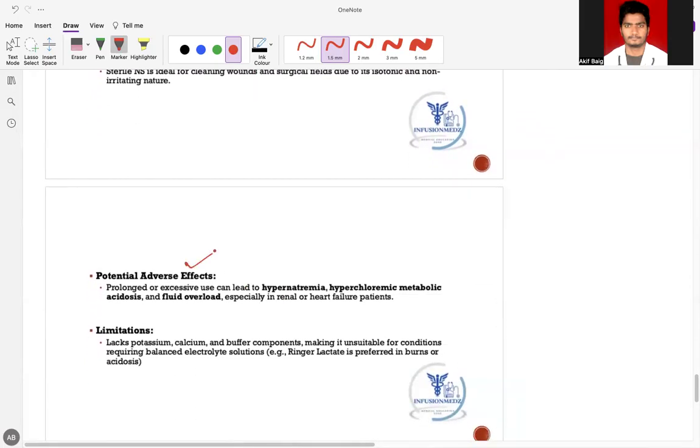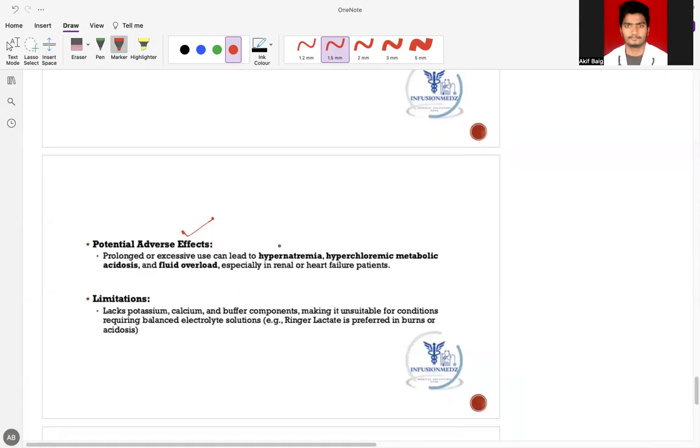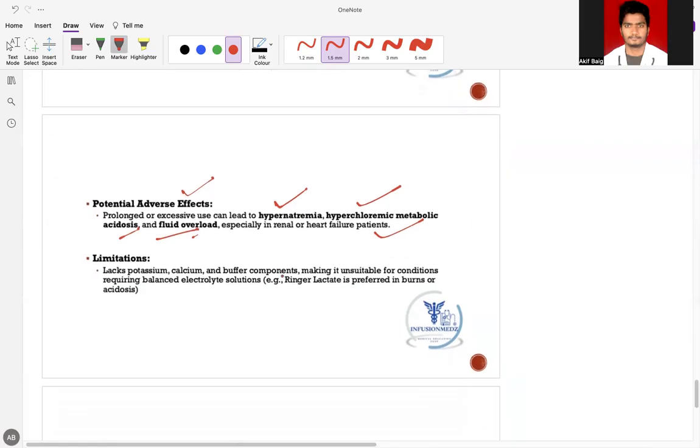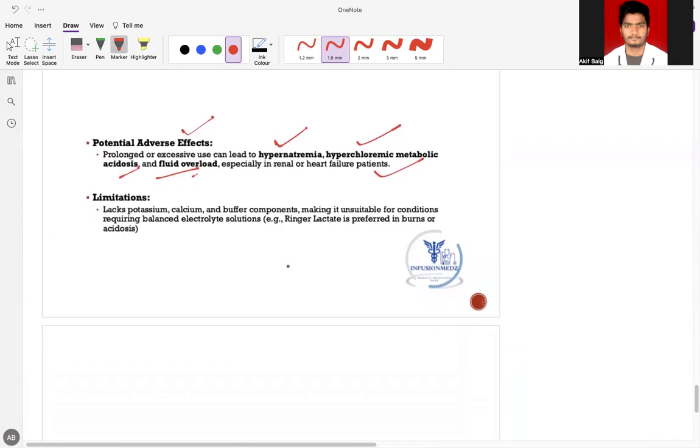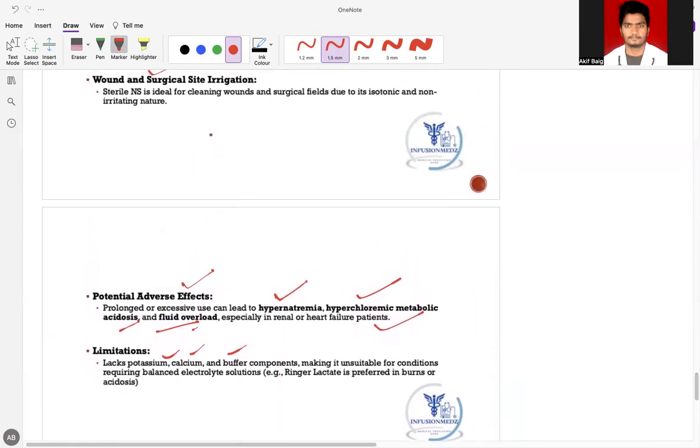The potential adverse effects of NS are that prolonged use can lead to hypernatremia. Also, it can cause hyperchloremic metabolic acidosis and fluid overload. So, definitely in patients of heart failure or renal failure, you should always have a close watch on it because this can cause severe acidosis in those patients. Another limitation is that it does not contain other electrolytes like potassium and calcium, and other buffer components are not there. So, that is the limitation of it.